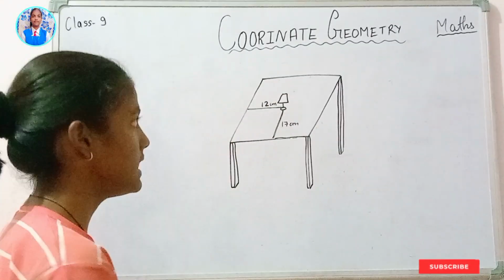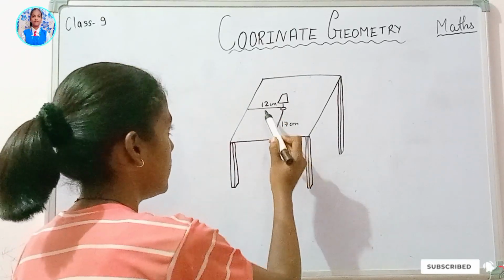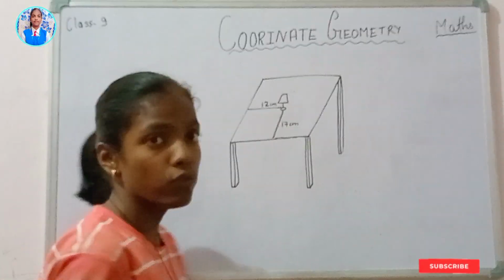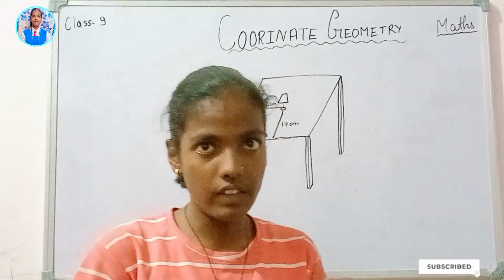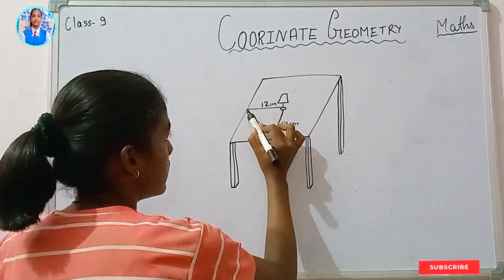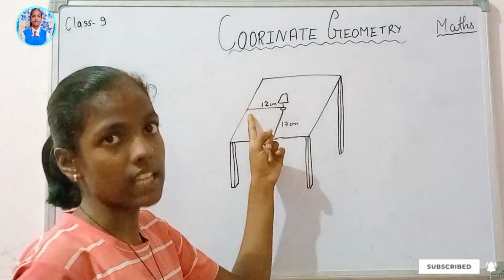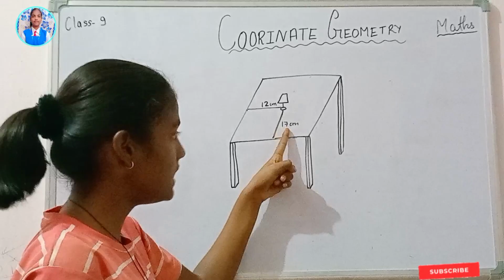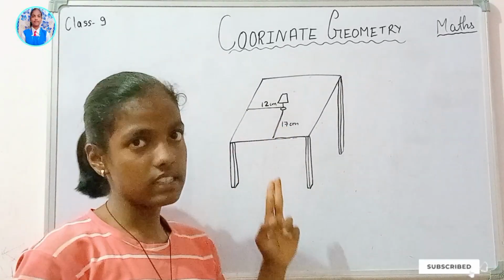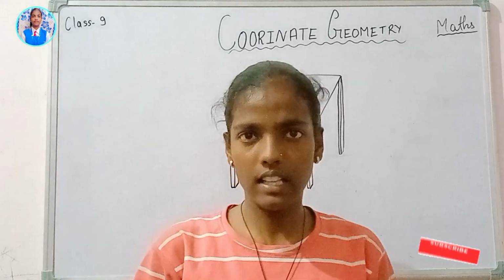Here you can see this is a lamp that is put on a table. How would you tell me about the location of the lamp? In this way you will tell that the lamp is 12 centimeter farther from this side of the table and 17 centimeter farther from this side of the table. So in this way you will represent the lamp.